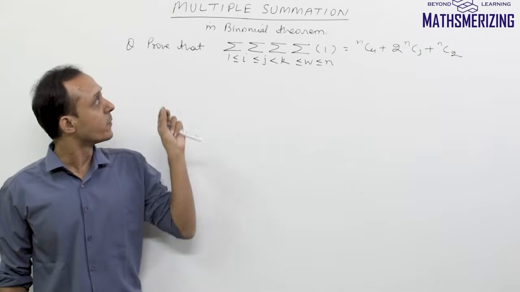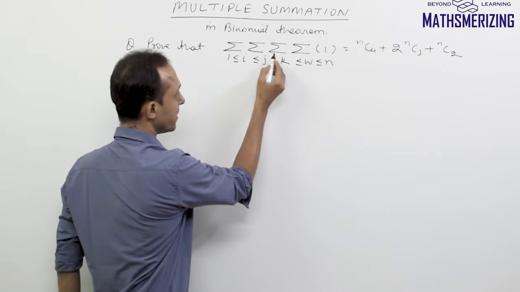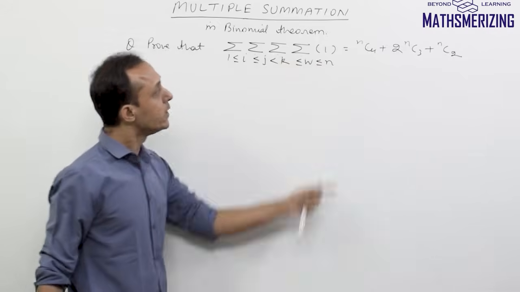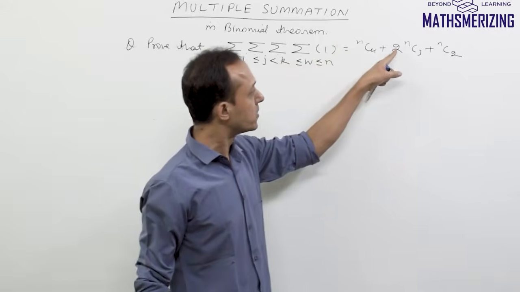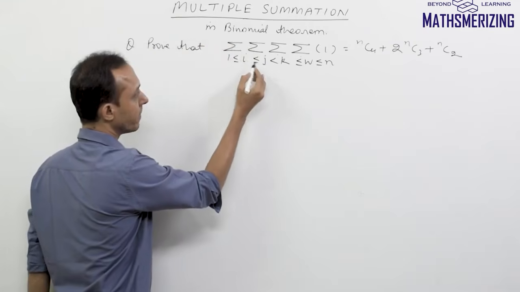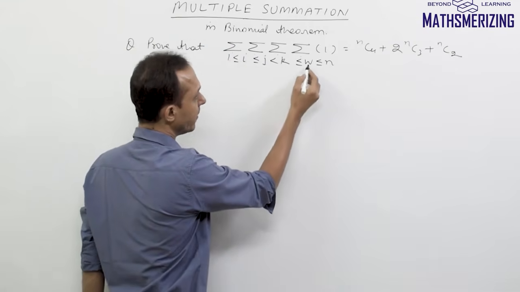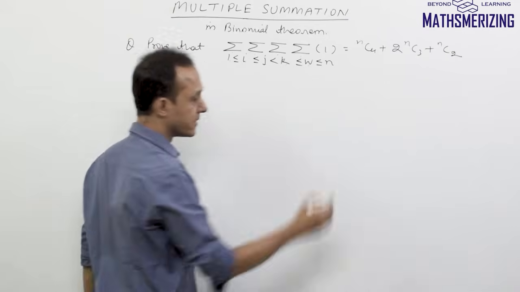Now let us take another question in multiple summation. The question is the summation of summation of summation of summation of 1, and we need to prove that it is nC4 plus twice nC3 plus nC2, where i is greater than or equal to 1, j is greater than or equal to i, k is greater than j, w is greater than or equal to k, and less than or equal to n.